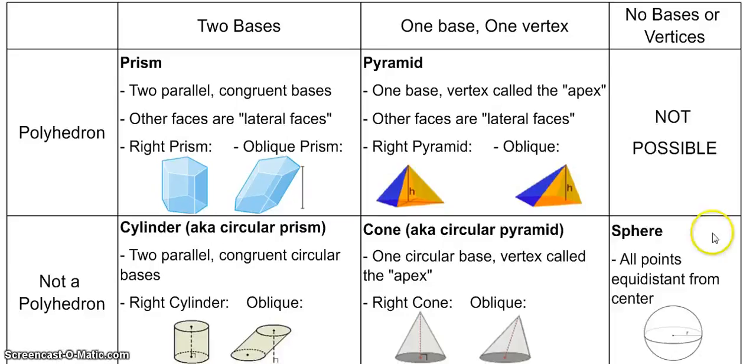A sphere is a solid, but not a polyhedron, with no bases or vertices. You can tell it's not a polyhedron because it has a curved surface right here. A sphere is the set of all points equidistant from the center, right here. Just as a circle is all the points equidistant from the center in 2 dimensions on a flat surface, a sphere is all the points equidistant from the center in 3 dimensions, making it a solid. Remember, equidistant means equal distance. So all the points on the surface of the sphere are the same distance, or the same radius, from the center point.